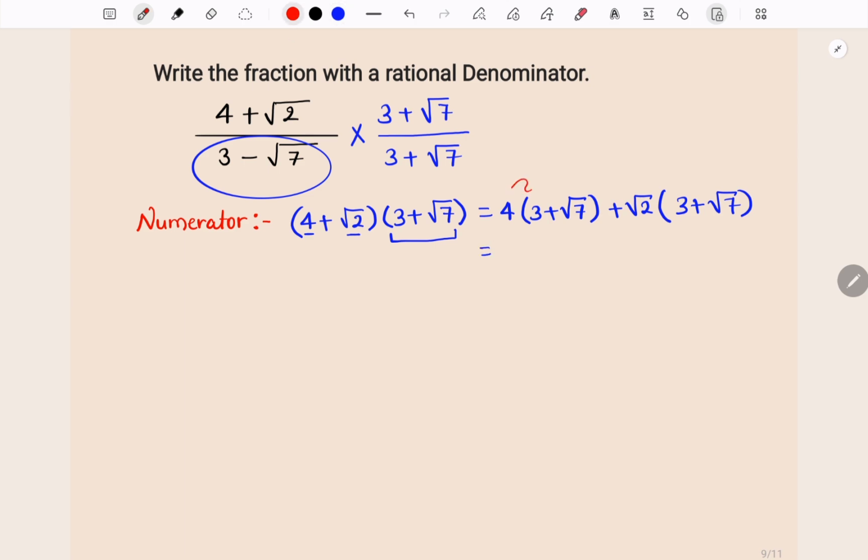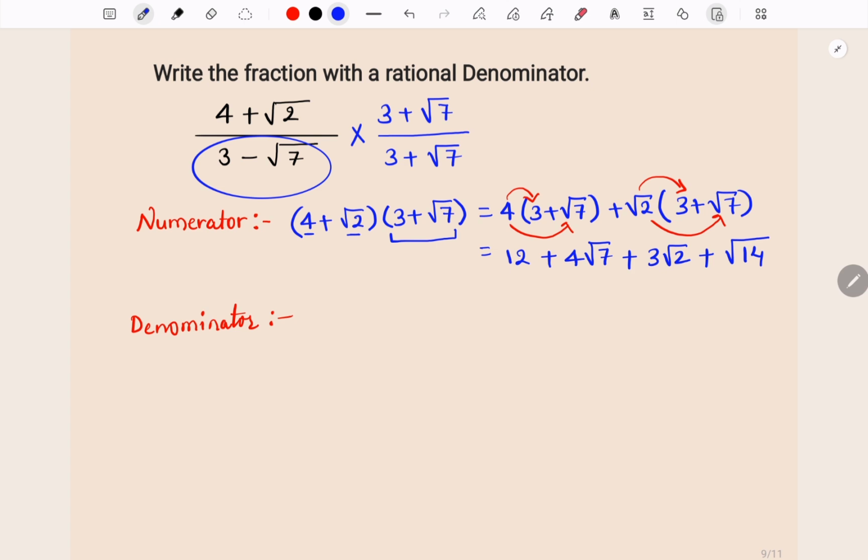Now let's multiply inside the bracket: 4 times 3 and 4 times root 7, root 2 times 3 and root 2 times root 7. So 4 times 3 is just 12 plus 4 times root 7 is 4 root 7. Root 2 times 3 is 3 root 2 and root 2 times root 7 is root 14, right?